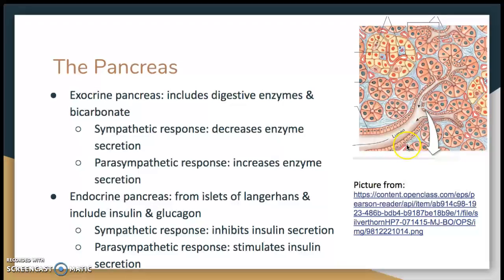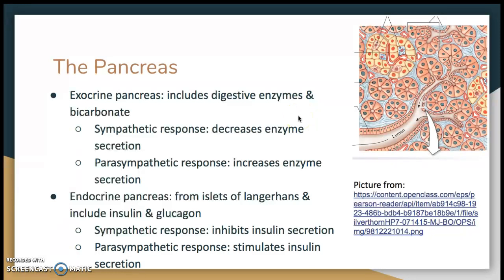And then these cells down here are called duct cells, and they secrete bicarbonate into the lumen of the stomach, or of the small intestine, I apologize. This would be the lumen of the small intestine.